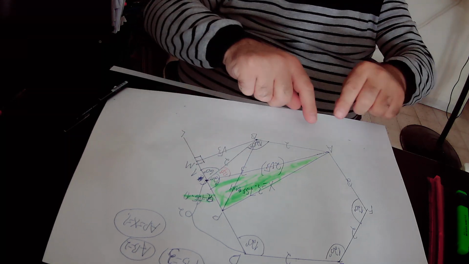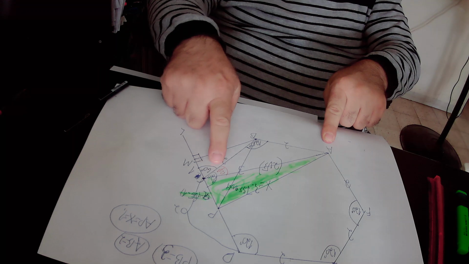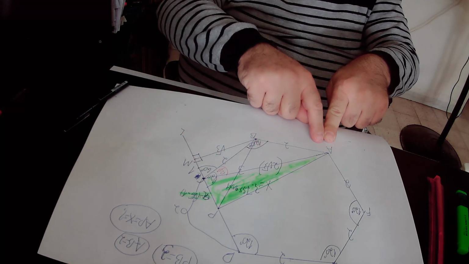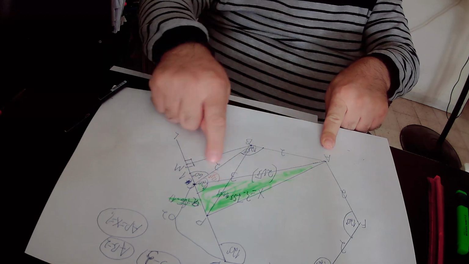In the next step, we joined points A and C together by a straight line. By joining points A and C, we can get here triangle ABC. This is triangle ABC.